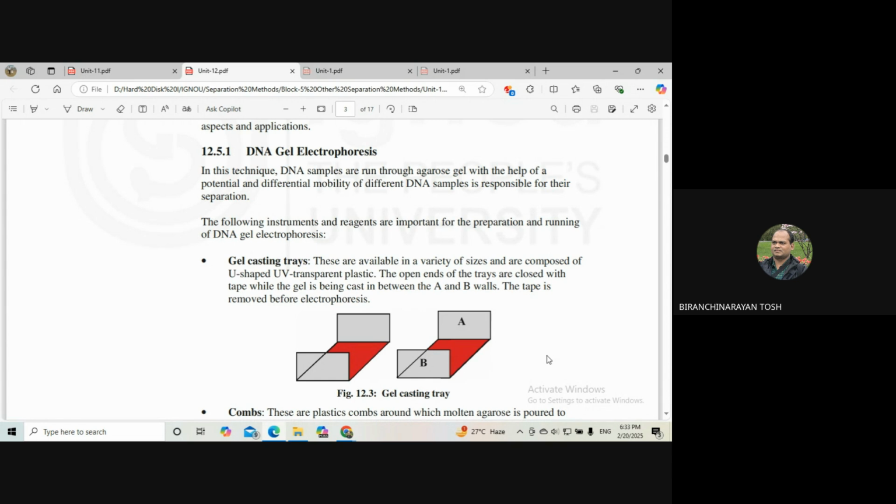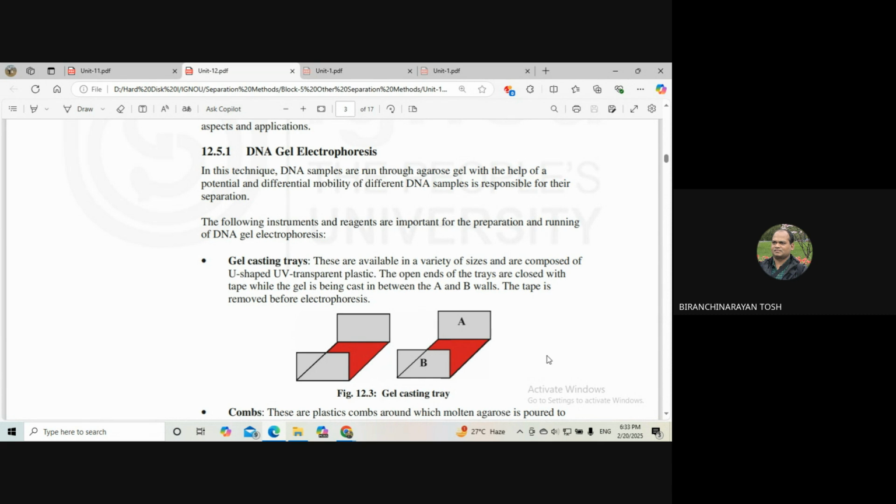The following instruments and reagents are important for preparation and running of DNA gel electrophoresis. First, the gel casting trays. These are available in a variety of sizes and are composed of U-shaped UV transparent plastic. The open ends of this tray are closed with tape while the gel is being cast between the walls. The tape is removed before electrophoresis.